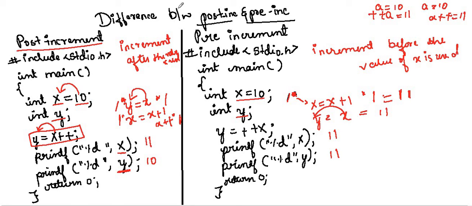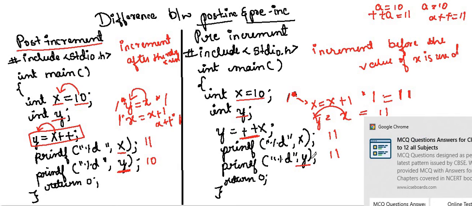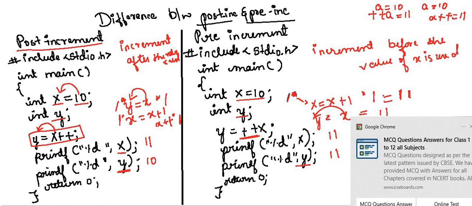I'll just revise it. Post-increment means increment after the value is used. First you copy the original x value, and you print it. After that you increment. In the pre-increment, first you increment it, and then you copy the incremented value to y. Is this clear? If you want, you can run it in any compiler and check it out.